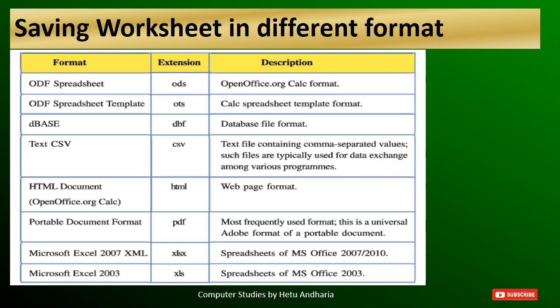Now you can also save your file as Microsoft Excel 2007 XML. The extension will be .xlsx, which means the spreadsheet of MS Office 2007 or 10. And if you want to save your file as Microsoft Excel 2003, then the extension will be .xls, which means the spreadsheet of MS 2003.